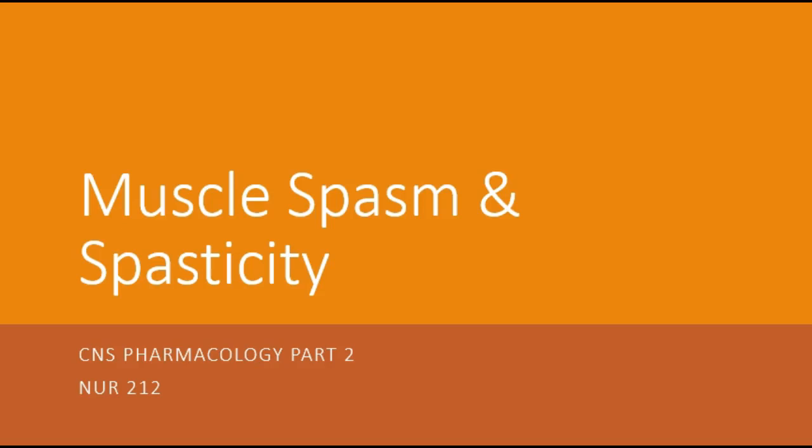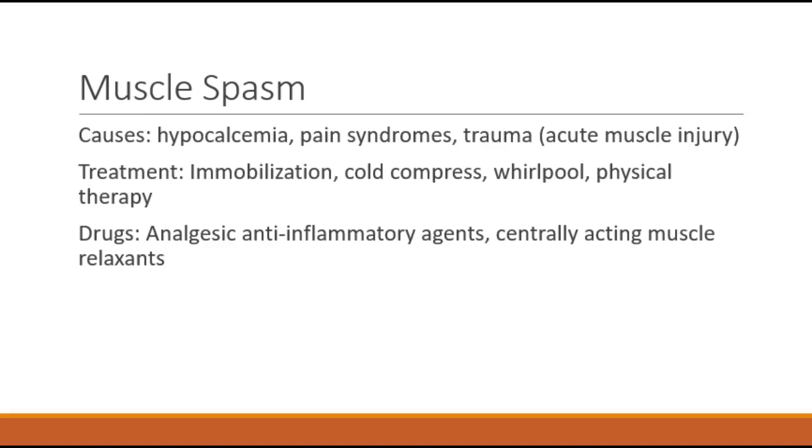Okay, this is the end of our CNS pharm Part 2. We're going to talk about muscle spasm and spasticity. Here are the objectives. Oh, I don't have any objectives for this one. That's okay. If you have objectives on the other recorded one, they're there. We're just going to talk about muscle spasm, and then a little bit about spasticity and just some things in general.